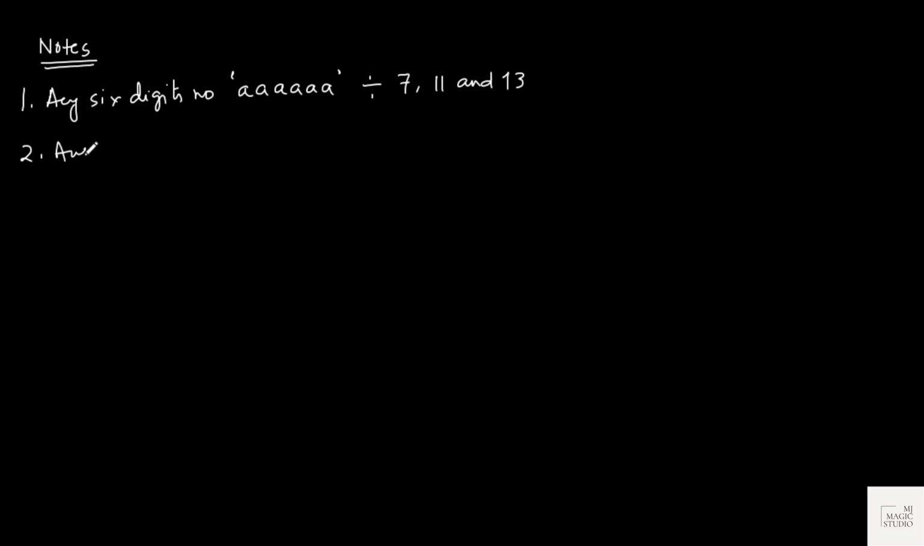Similarly, any 6-digit number of the form ABC. So ABC can be any digit. Obviously A is not 0. And then ABC, this kind of numbers are also always divisible by 7, 11 and 13. So you can get a different kind of question based on this.